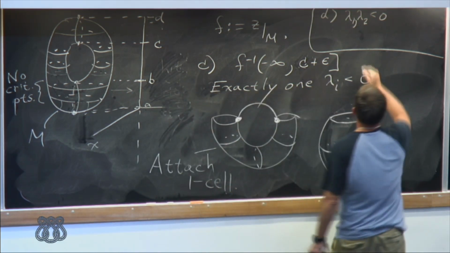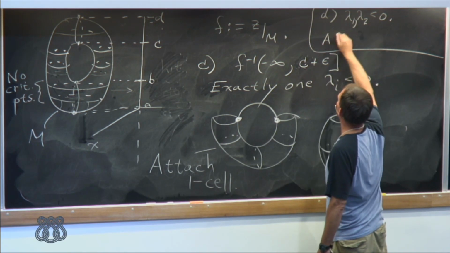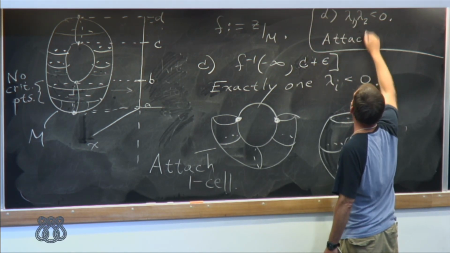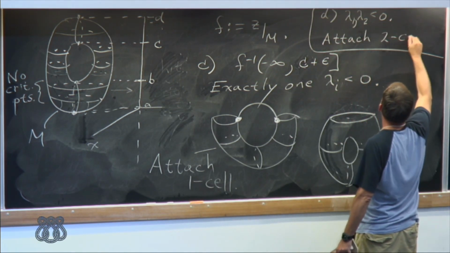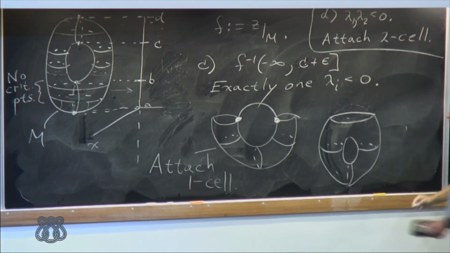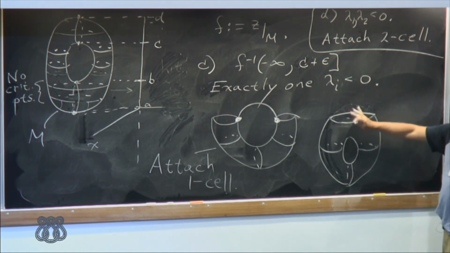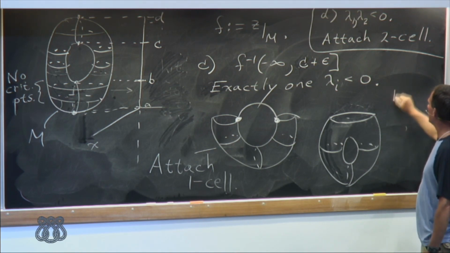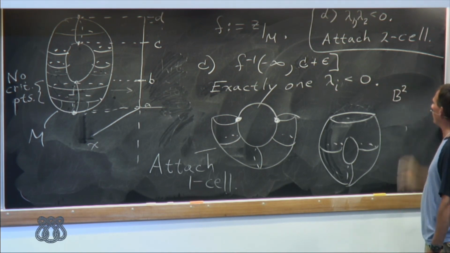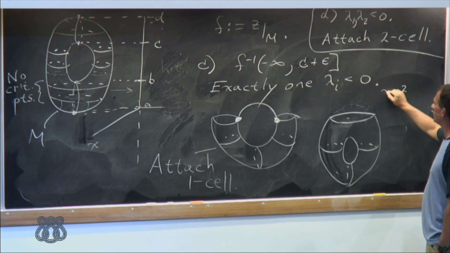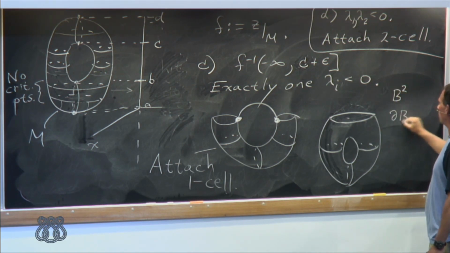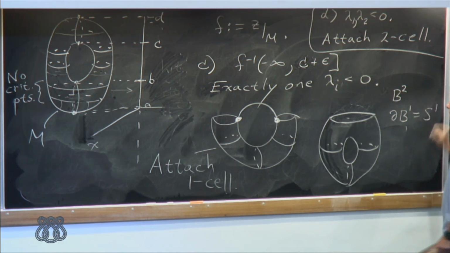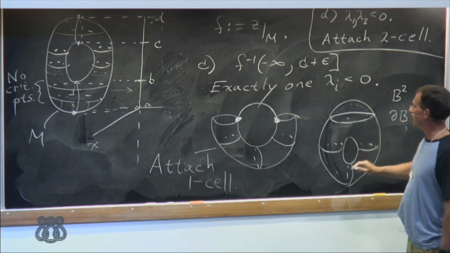In here, you attach a 2 cell. I'm writing less each time, but you attach a 2 cell. And that means you take a 2-dimensional ball, B2, and you attach it along its boundary in S1. You glue this 2 cell to this circle along its boundary, and you get the whole torus.